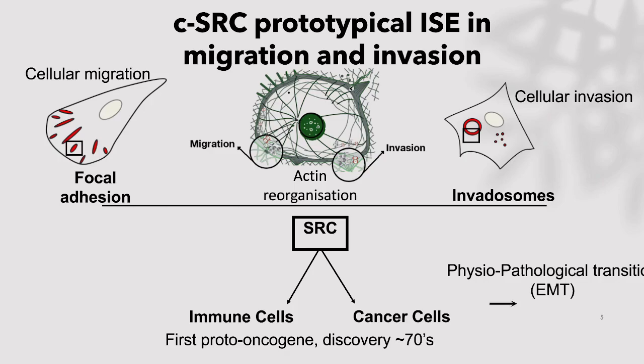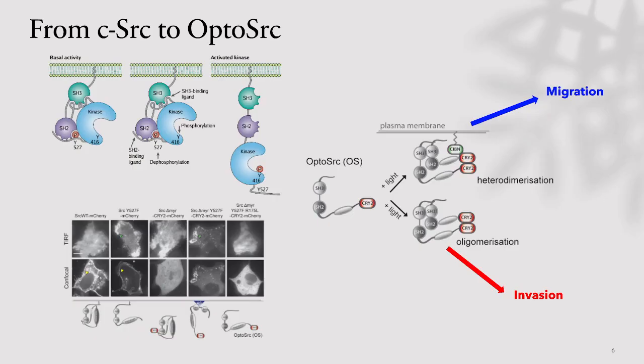We have optogenetically engineered a mutant of the Src protein, opto-Src, and shown that by controlling its subcellular localization, we can differentially induce either invadosomes, an invasive phenotype, when opto-Src is free to diffuse in the cytosol, or induce lamellipodia, a migration phenotype, when opto-Src is bound to the membrane.